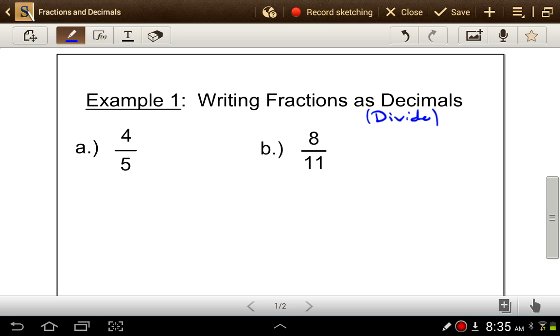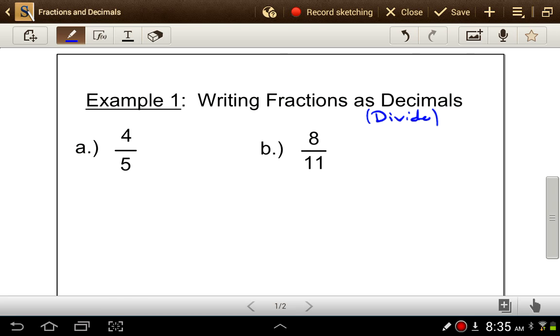So to do this, you're going to divide. Numerator divided by denominator. Now we're not going to be allowed to use calculators because we need to practice our long division with this. If you had a calculator, it would be very easy. You just do 4 divided by 5, 8 divided by 11, and you're done. But to do long division, remember the 4 is going to go on the inside, and the 5 is going to go on the outside.